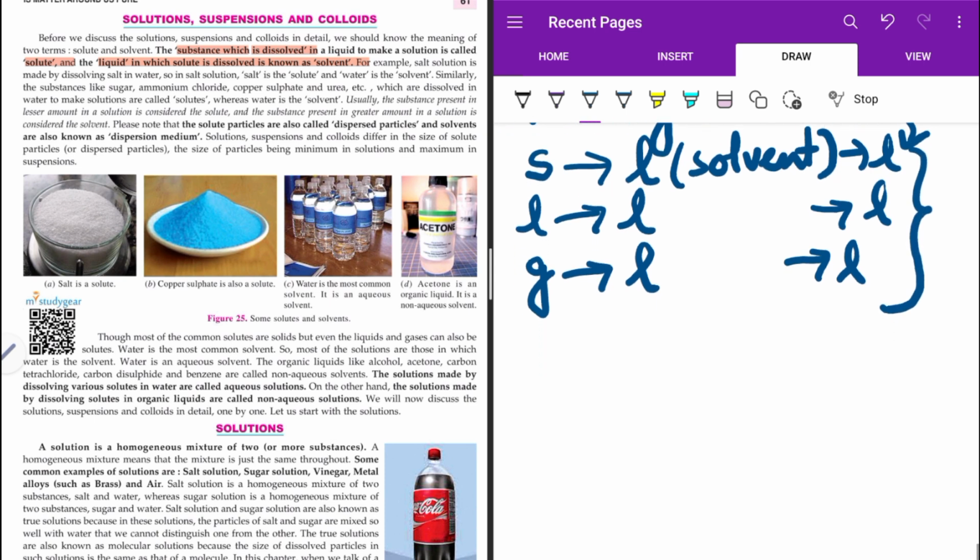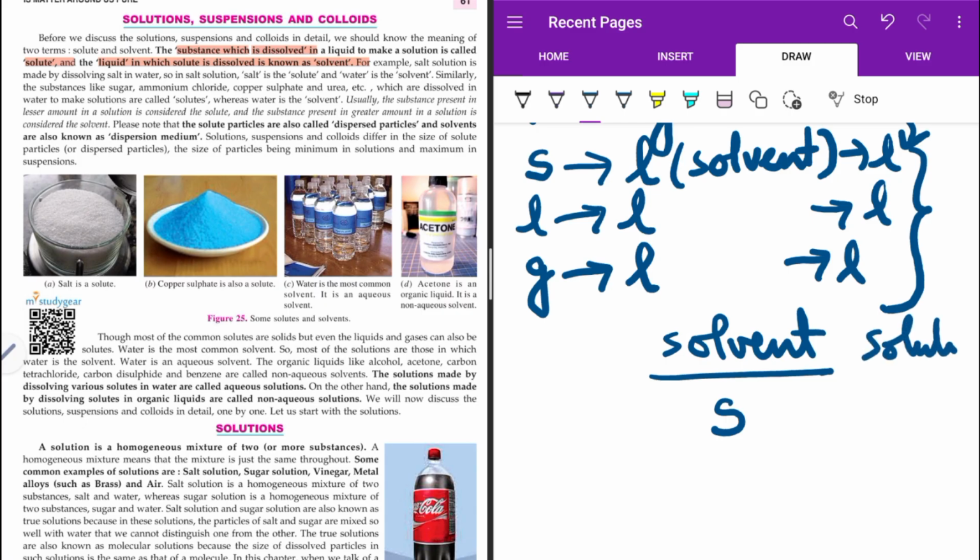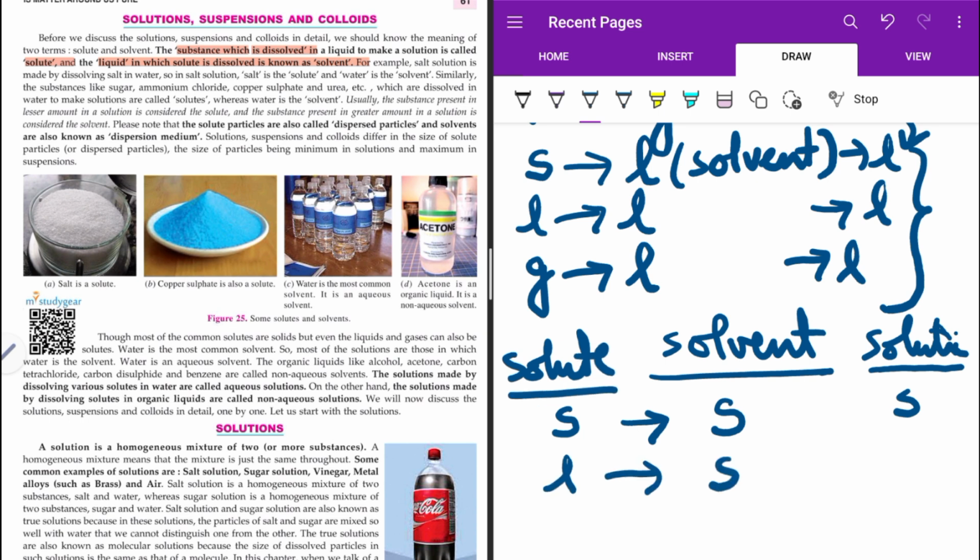So you may ask, ma'am, can we prepare a solid solution? Yes, of course we can prepare a solid solution. For that, the solvent needs to be what? The solvent needs to be solid. So in that case, the solution will behave as a solid solution. So I can take solid in solid. This is my solute. So I can take solid in solid, liquid in solid, gas in solid in order to get a solid solution.